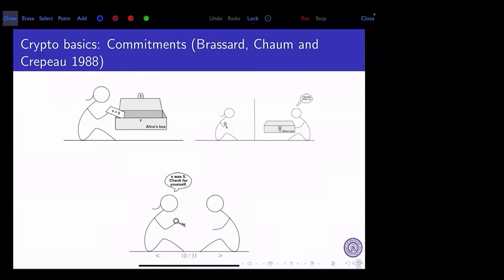So this guy will have to keep on wondering what the number is forever. And you cannot change the value because you don't have the box. You've retained the key, but you've given away the box. So once you have committed, you have committed. There's no going back. That's the metaphor. At a later point of time, you can reveal the commitment and say, at the end of the protocol, look, check for yourself that I had committed 5. So that's the notion of a commitment.